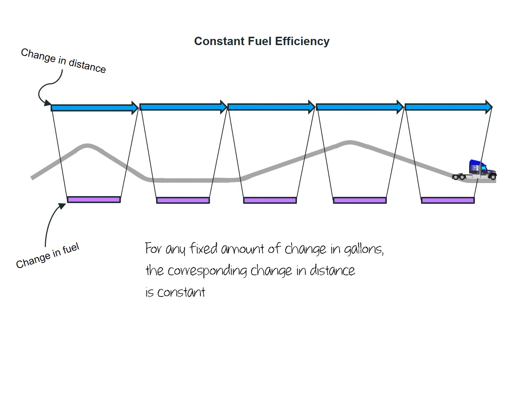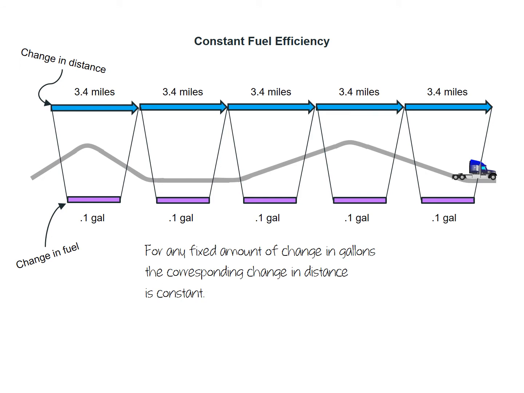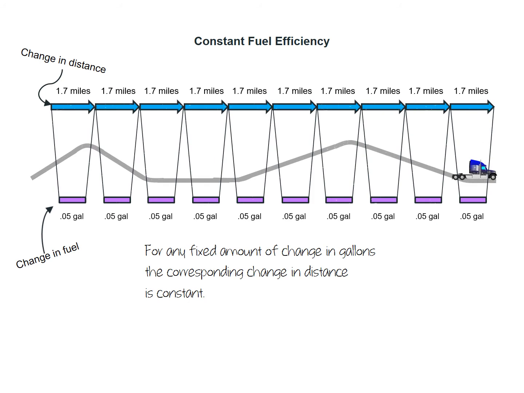So in the example, for each 1/10 of a gallon of fuel consumed, there was a corresponding 3.4-mile change in distance. This also meant that once we fixed any interval of change in fuel, 1/10 of a gallon intervals, 1/20th of a gallon intervals, etc., each interval had the same amount of change in distance.